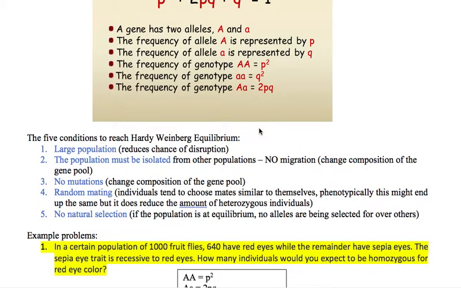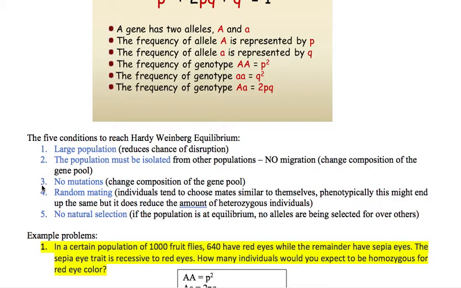In order to have Hardy-Weinberg equilibrium, we have to follow 5 conditions. So the first one is that it is a large population, infinitely large preferably, and the reason for that is it's going to reduce the chance of disruption. The second one is that the population must be isolated from other populations. There can be no migration, so no immigration or emigration. That's because it's going to change the composition of the gene pool because someone entering or leaving the population is going to bring in different alleles.